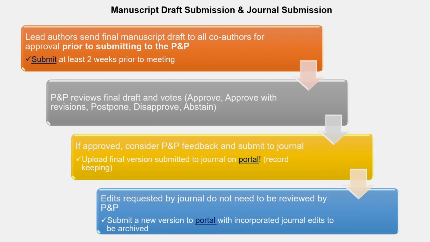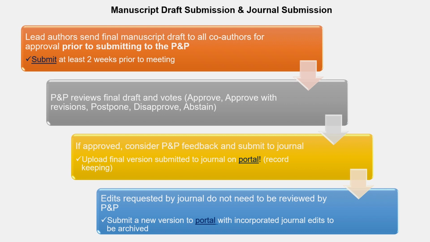Once the manuscript draft has been written, lead authors should circulate the final draft to all co-authors for their approval and sign off prior to submitting to the P&P. Once the draft is ready for P&P review, upload your draft to the portal at least 2 weeks in advance of the meeting. P&P will review the draft and vote. If approved, you can consider P&P feedback and submit to the journal.